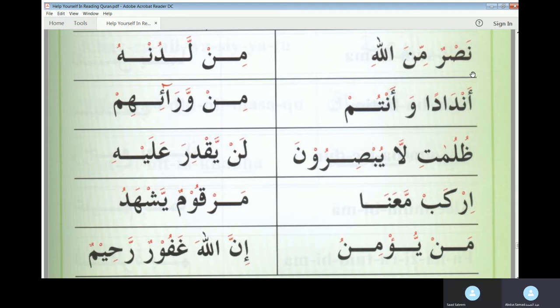No, we don't skip that, because we don't have Shadda on Ra. If we have Shadda on Ra, then we skip. Otherwise, we don't skip. Okay. Nasrum. Join Ra with Meem. Nasrum minallahi. Okay.